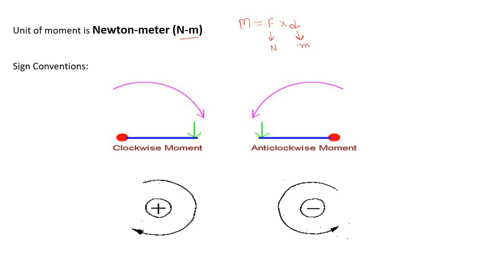Sign conventions. Whenever a force tries to rotate the body in a clockwise direction, it creates a clockwise moment, which is taken as positive. And whenever a force is applied in a direction which tries to rotate the body in an anti-clockwise direction, it creates an anti-clockwise moment, which is taken as negative.